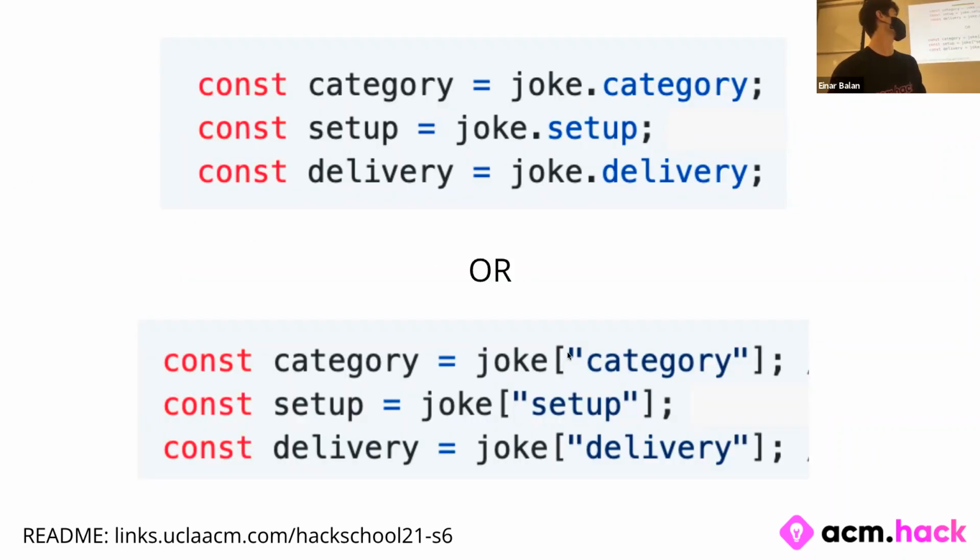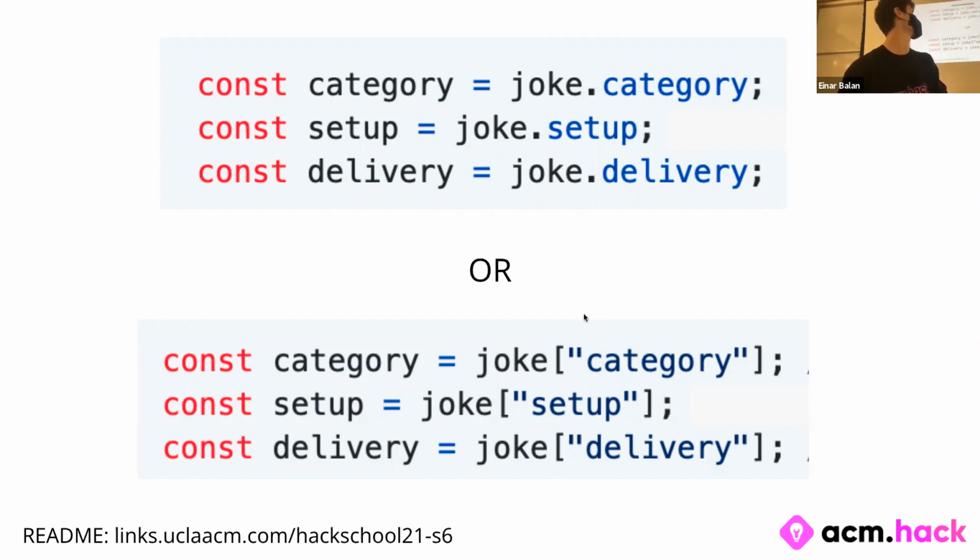Or we can use this bracket notation. We just, similar to how you would index an array, but instead of having some number here, you have a string, which is the key name, right? So this is going to be category, setup, and delivery. All right, cool. So that was our very quick review.